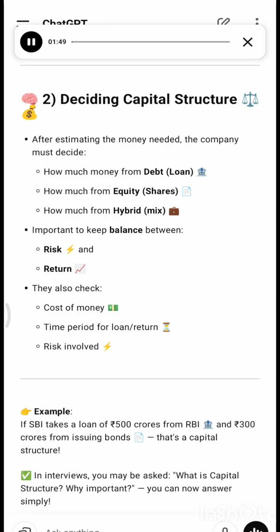Example, if SBI takes a loan of 500 crores from RBI and 300 crores from issuing bonds, that's a capital structure. In interviews, you may be asked, what is capital structure? Why important? You can now answer simply.